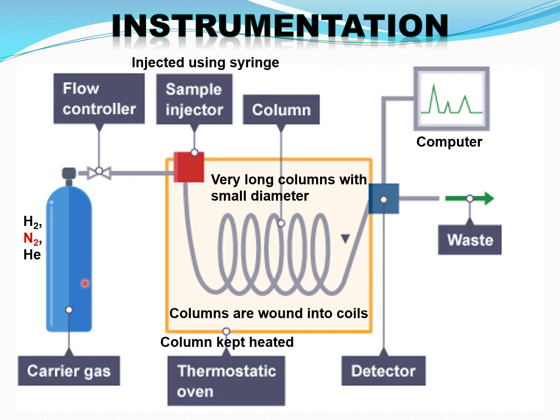Now you start the experiment. You allow the mobile phase to pass through this column, and then you inject the sample. When you inject the sample, the components vaporize, they get adsorbed, and after different time intervals, each component gets desorbed, comes out and reaches the detector. The detector will measure the amount of this component. The result goes to the computer, and the computer will generate the chromatogram. So this is how an experiment works.